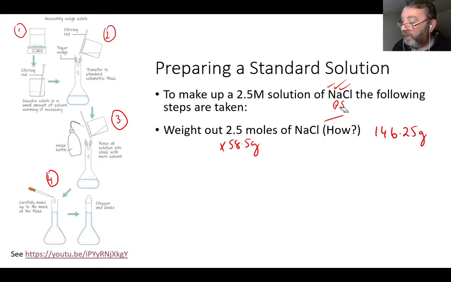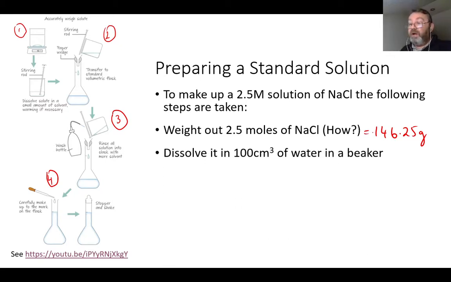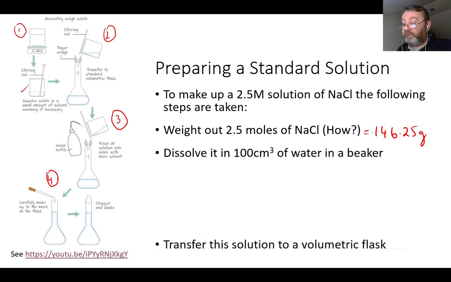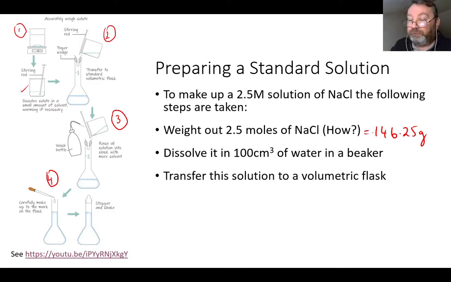Now, let me just get rid of all the rest there. So that's what I need to weigh out, because inside that 146.25 grams of NaCl will be 2.5 moles. Once I have weighed out my 2.5 moles, what do I do? Well, come on. I dissolve the 2.5 moles, which is 146.25 grams, into 100 centimeters cubed of water in a beaker. So we're down here. I dissolve it in water there. Once I've dissolved it, I transfer this solution, number 2, into the volumetric flask through a funnel.